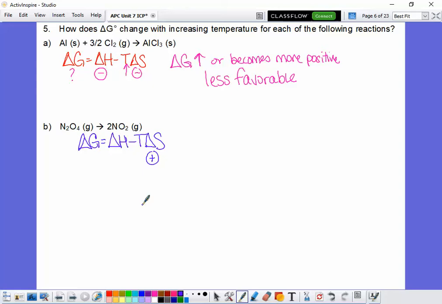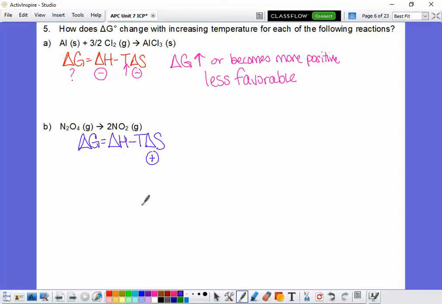The first one was a synthesis reaction. What do you think this one is? Decomposition. The N2O4 is breaking down into 2 NO2 molecules. If synthesis reactions are typically exothermic, decomposition reactions are typically endothermic. You got to put energy in to break the molecule apart.